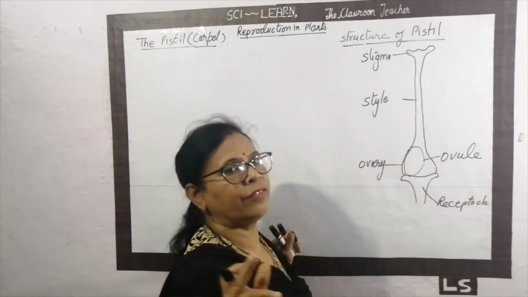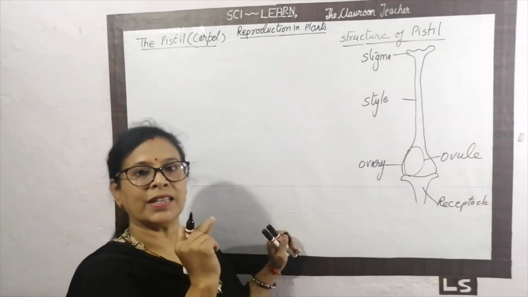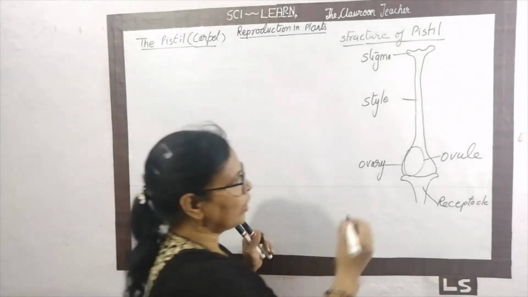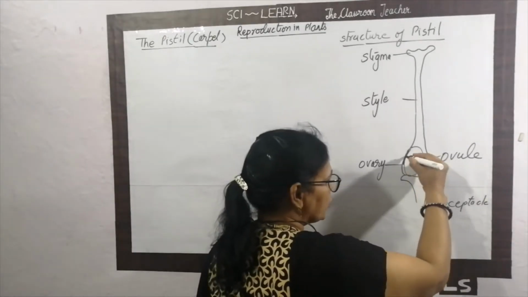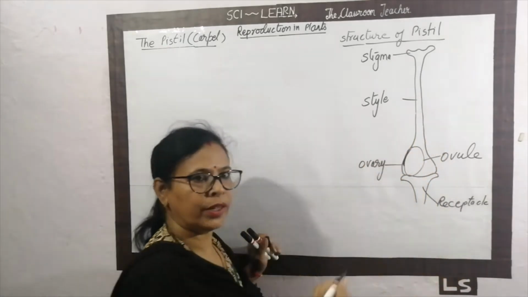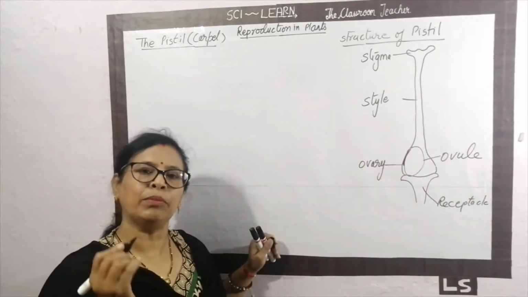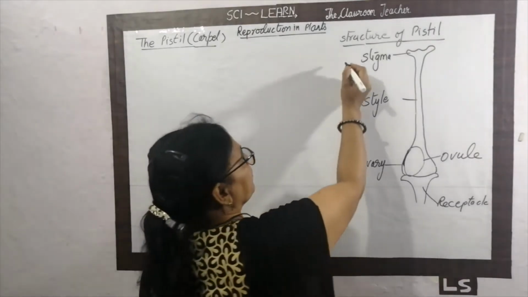The ovule is actually the female part. The female megasporangium is called the ovule. The ovule is present here. The ovule is attached to the ovary with a connection that is called the placenta. Okay, so what is the stigma? The stigma is the landing platform for pollen grains.